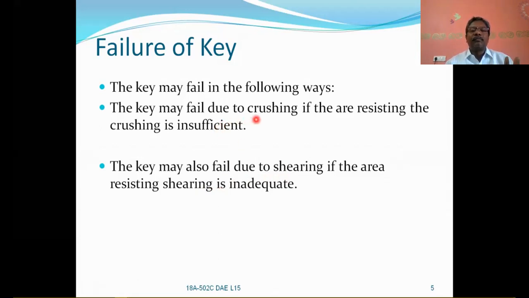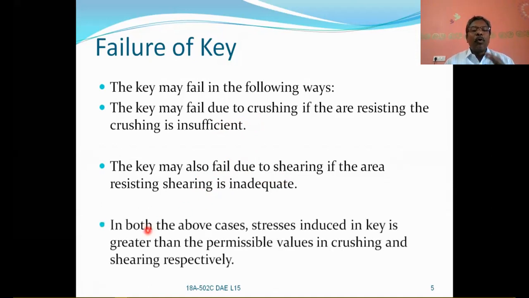Number one cause is crushing. The key may fail due to crushing if the area resisting the crushing is insufficient, and there is a possibility of failure due to shearing if the area resisting the shearing is insufficient, inadequate. So in both the above cases, the stresses induced in the key are greater than the permissible values, in crushing as well as shearing respectively. Then only they may fail.